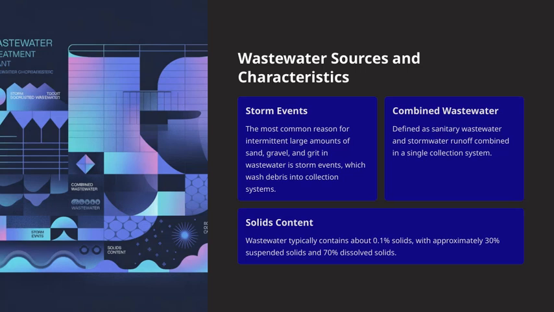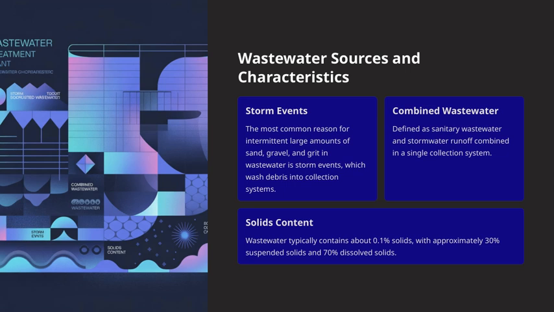Let's take a closer look at the sources and characteristics of wastewater. One common factor we see is storm events. These storms can cause debris like sand, gravel, and grit to wash into collection systems, leading to intermittent surges of solids. It's important to understand that these events can significantly impact the operation of wastewater treatment.